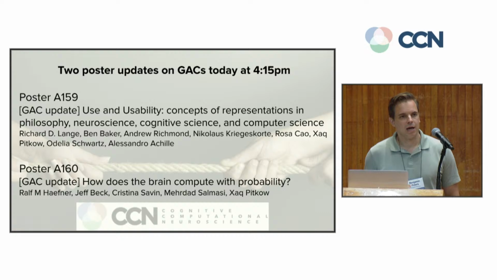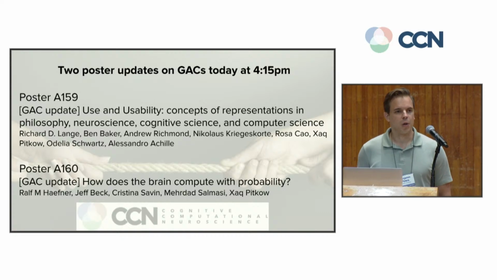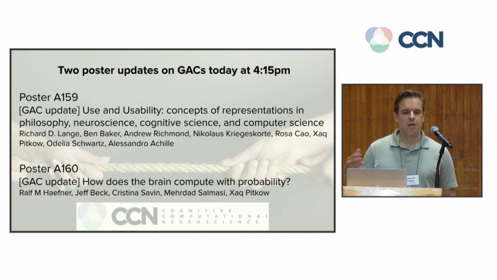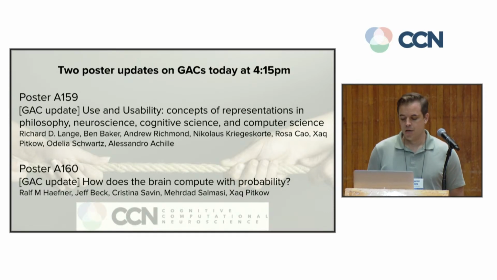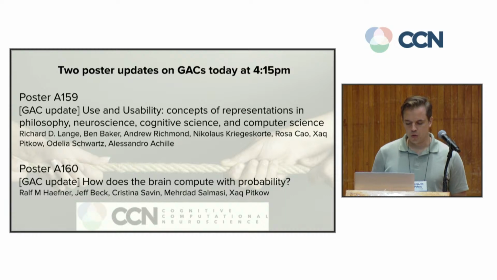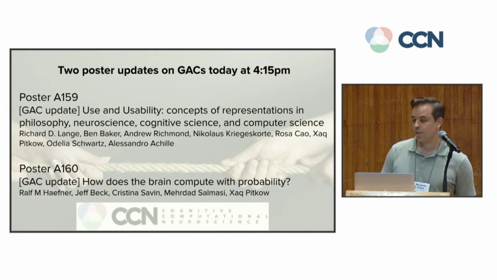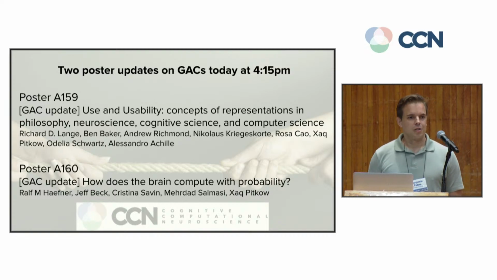In addition, we have poster updates, that's also part of the GAC, where a year or 2 years later, you come to CCN and present the update on your GAC. We have 2 posters, but with a caveat that I just learned: the second poster cannot take place because the author that wanted to present it couldn't make it in time to the conference. But please go to the other poster, A159, right after this GAC. Okay, without further ado, let's welcome our GAC panel members.